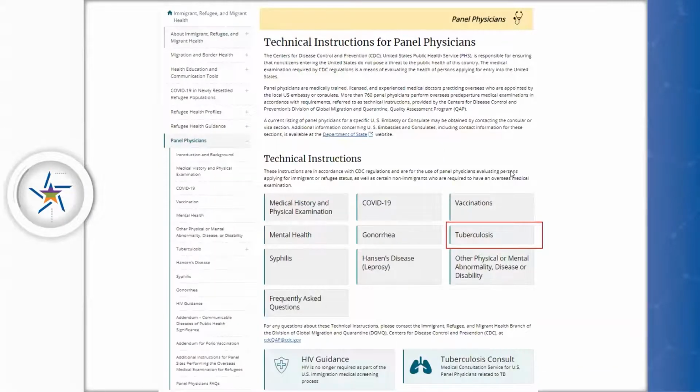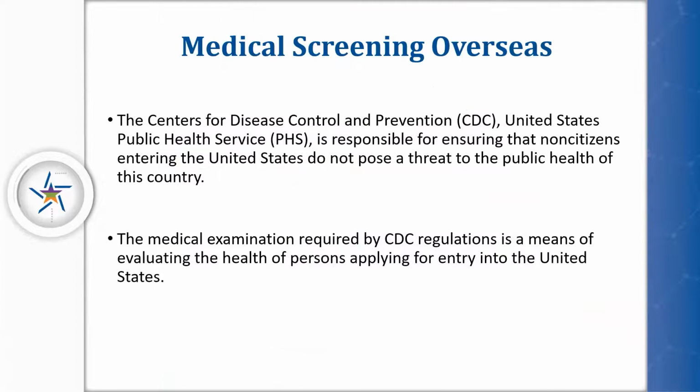So as I noted, the panel physicians are tasked with many technical instructions, and I just wanted to lay out, for those who are visiting from the U.S. side, that the things the panel physicians are being asked to screen for are multiple examinations. Tuberculosis is one of the ones that the panel physicians are tasked with screening for.